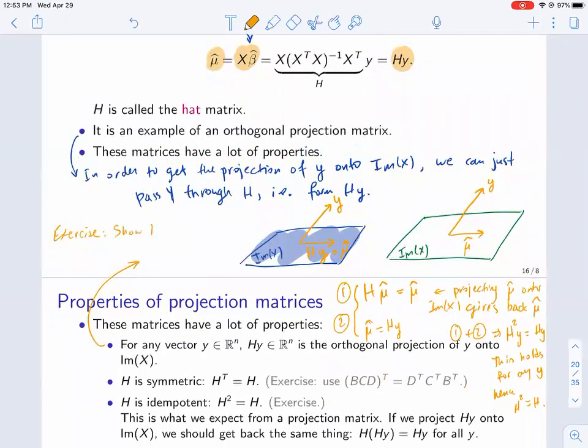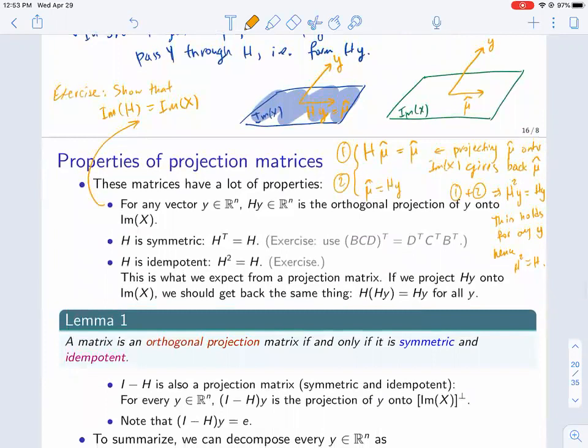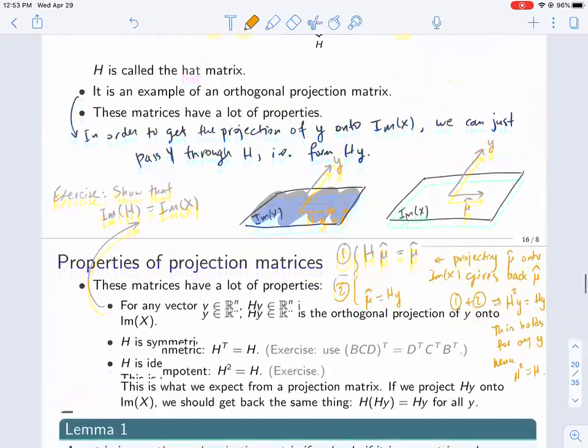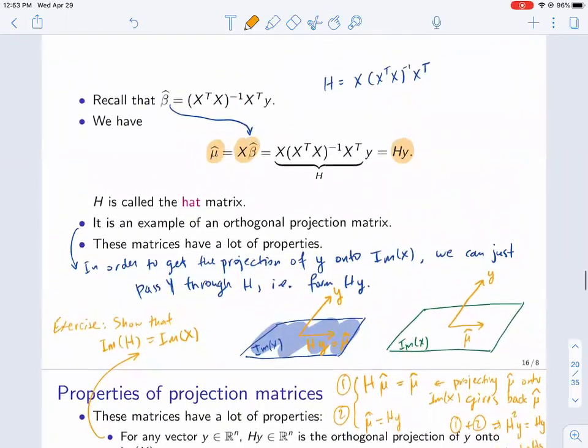Show that the image of h is the same as the image of x. So I can equivalently say that h projects onto the image of itself, so onto its own image. Given any matrix h that is symmetric and idempotent, you know that it's an orthogonal projection matrix, and the subspace onto which it projects is the image of h. So you don't need to have access to this underlying x.